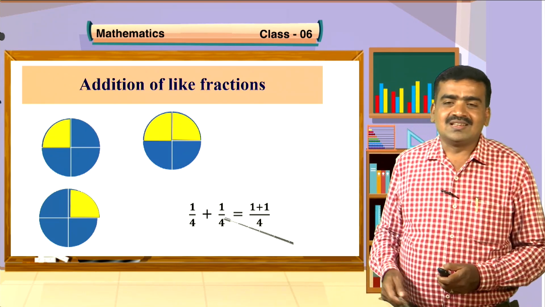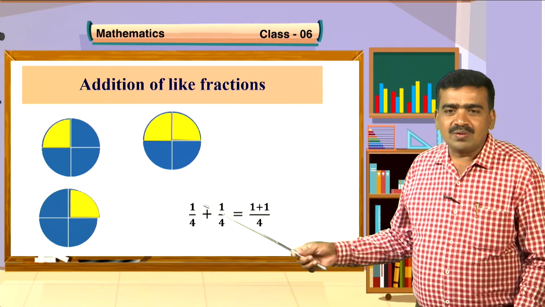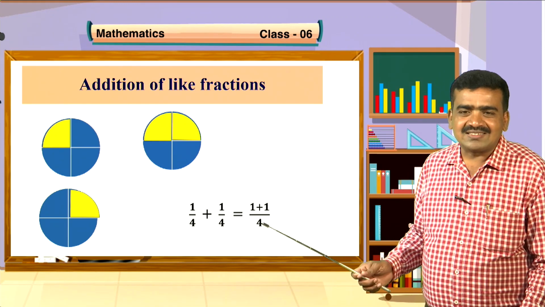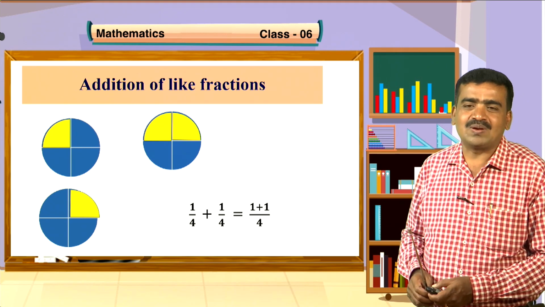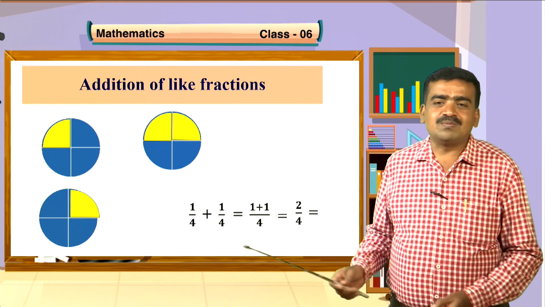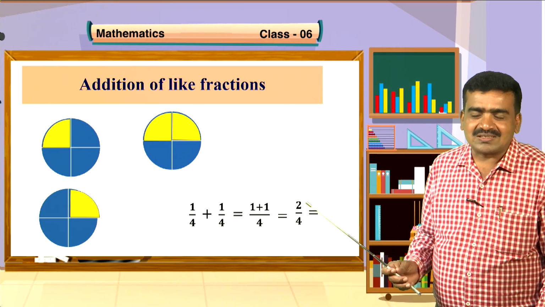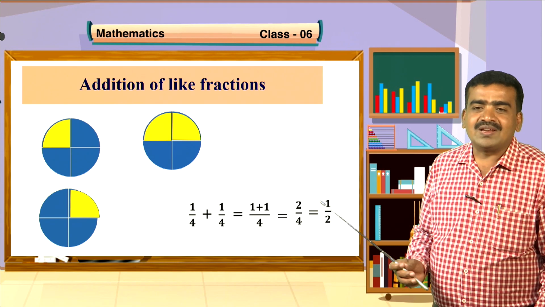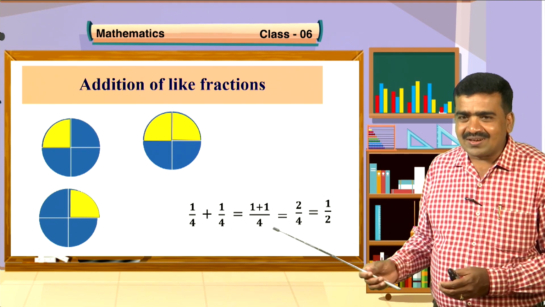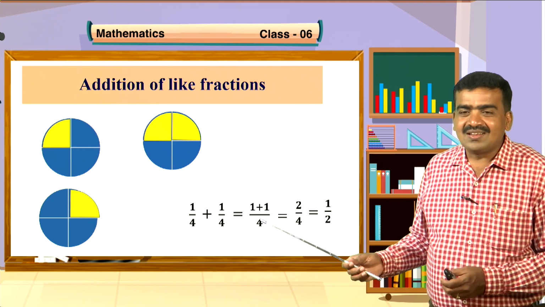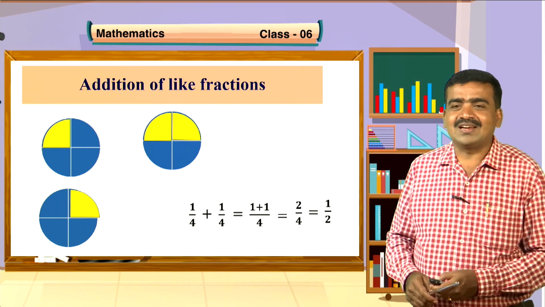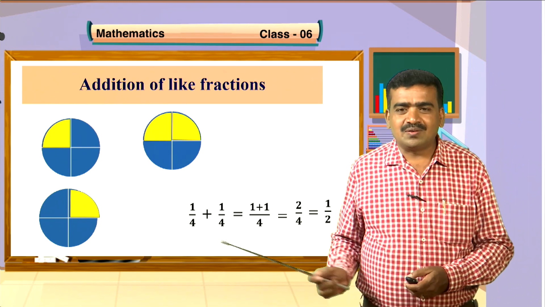Let us see how to add these two. 1 by 4 plus 1 by 4, the denominators are the same, therefore write it as it is. Add the numerators, 1 plus 1 is 2, 2 by 4 will be the answer. If we simplify further, we can express this fraction in simplest form, we will get 1 by 2. You get 2 by 4 and 1 by 2 in this case.